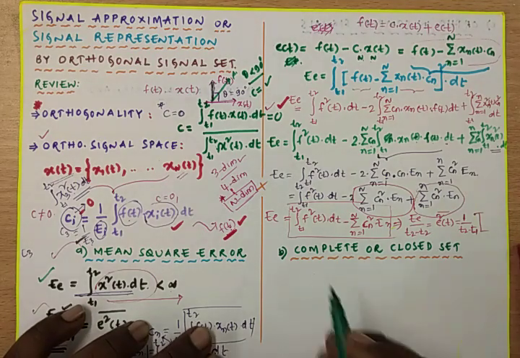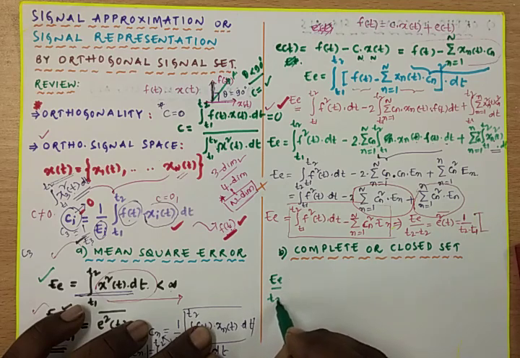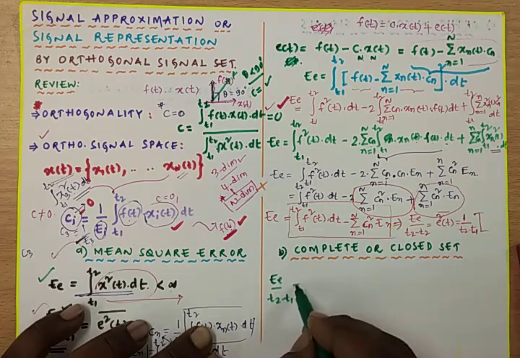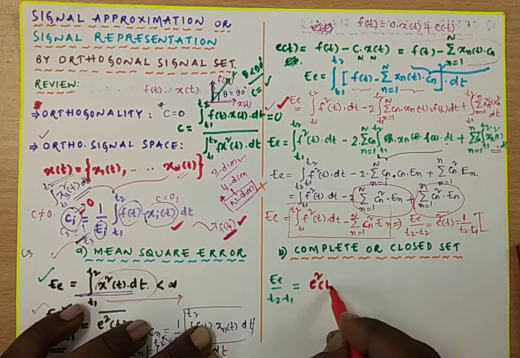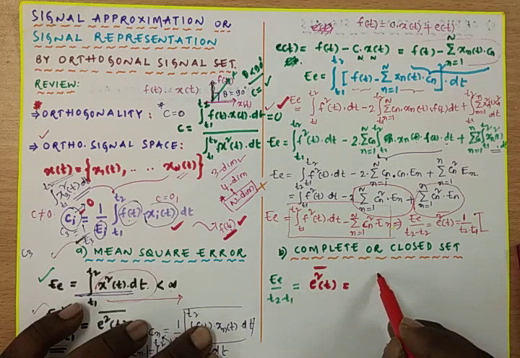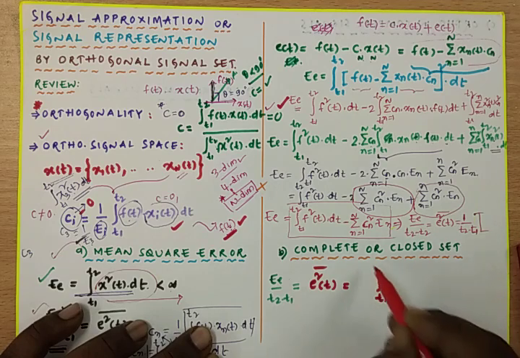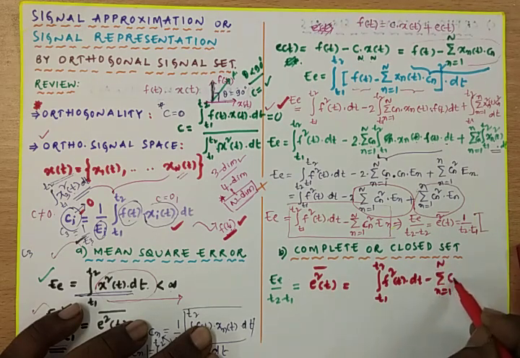So I am going with the final expression. EE by T2 minus T1 is nothing but the mean square error, and it is simply denoted with e square of t bar, equal to what we have? Then we have EE, that is the integral T1 to T2 of f square of t into dt minus sigma n equals 1 to N Cn square into En.